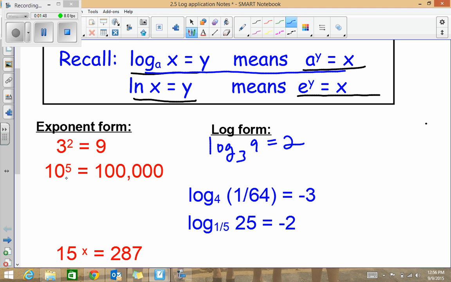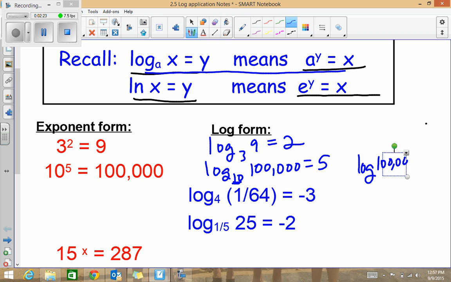Okay, next example, 10 to the 5th equals 100,000. So we would write log base 10 of 100,000 equals 5. Now on a log function, the default base is 10. So if there's no base written, it defaults to 10. So this could also be written as just log of 100,000 equals 5. So either way.